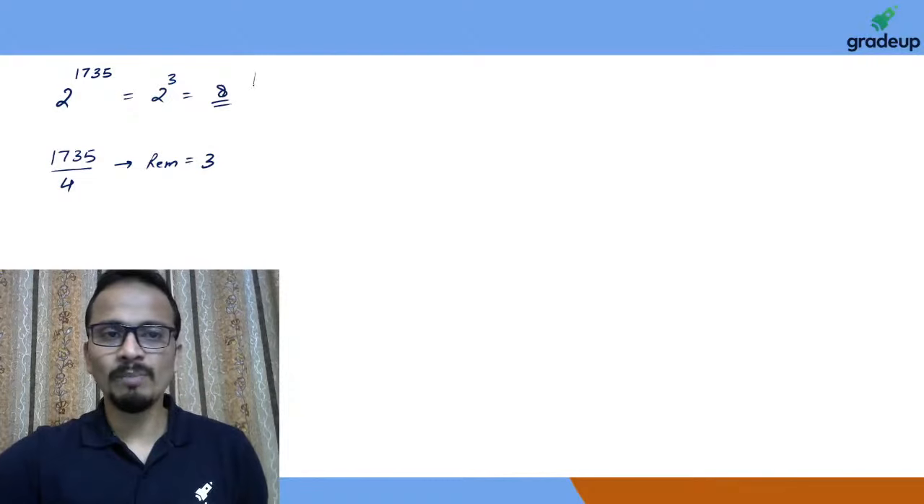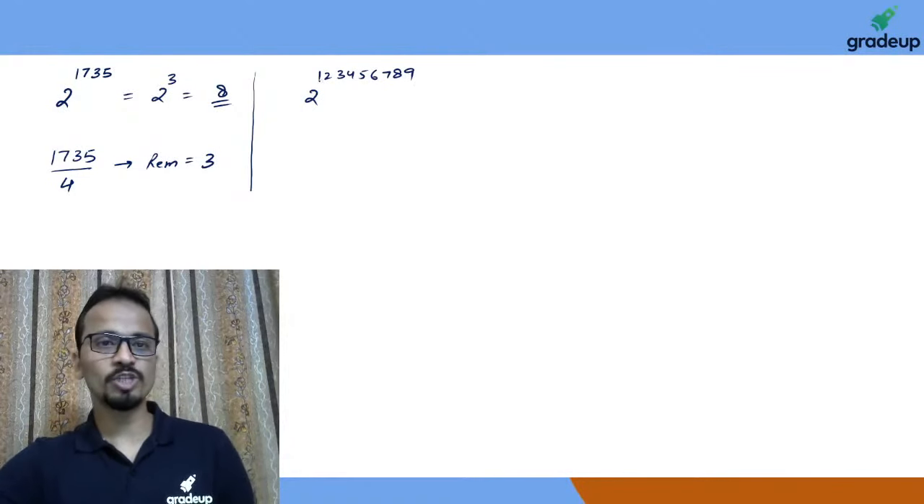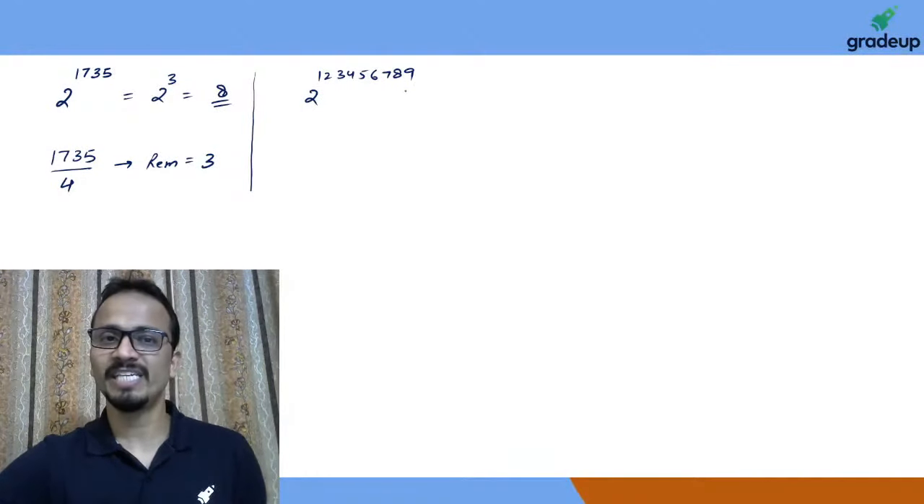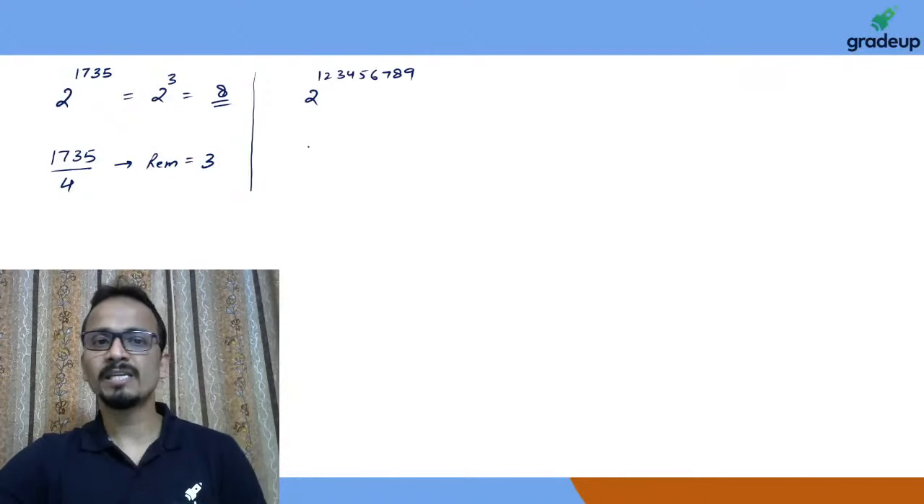Okay. One more quick question just for a better understanding. 2 raised to the power 1, 2, 3, 4, 5, 6, 7, 8, 9. Again, the logic will remain the same. I'll consider the power.